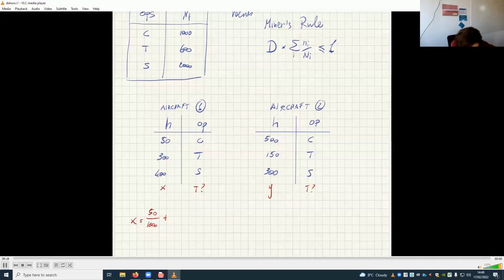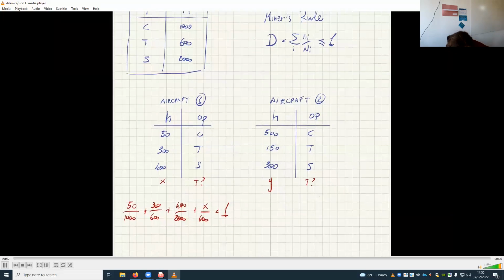so that's not X. So let me do all the equation first, and then let me rearrange it. So it's 50 over 1,000 plus 300 over 600 plus 400 over 2,000 plus X over T is 600 equal to 1. This is my equation from Miner's rule.